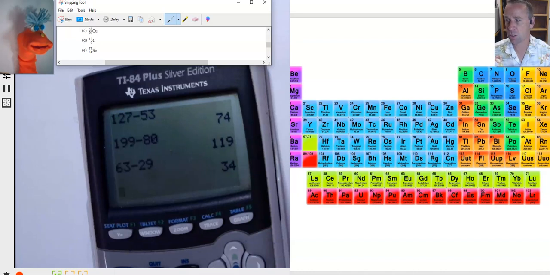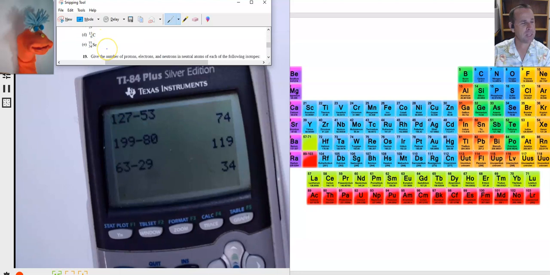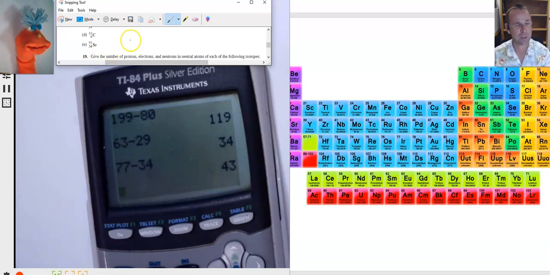So, how many neutrons in an atom of carbon 13? 7. 13 minus the 6. Good. Excellent job. And protons and electrons would be just 6. All right, selenium 77. What do you think? 34 protons, 34 electrons, 77 minus 34, 43 neutrons. Very good, 43 neutrons.